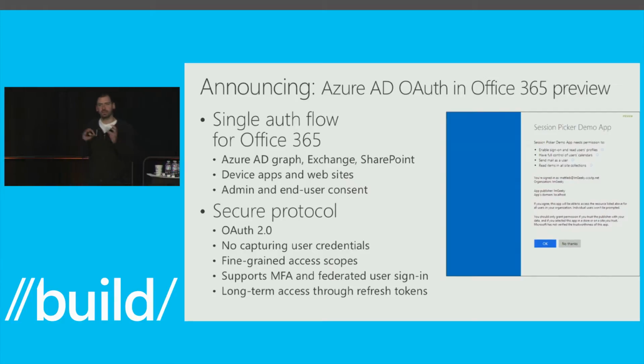It allows you to have administrator consent, so you can say the tenant admin has to consent to this thing, or every end user can consent and let you get access to the services. It's a secure protocol. It's implemented through Azure Active Directory using OAuth 2.0. It means that applications are no longer actually capturing your username and password, which is awesome. It means that they have finer-grained access, so they're not just acting as you. They're actually acting as the application on behalf of you, and you can give them less access than you have to the system. And it supports things like multi-factor authentication, federated sign-in, and even long-term access through refresh tokens.